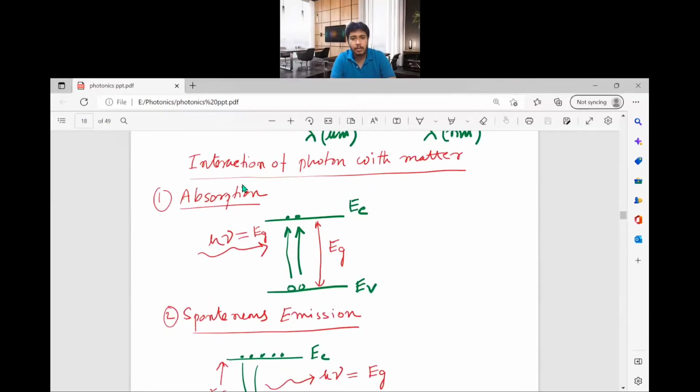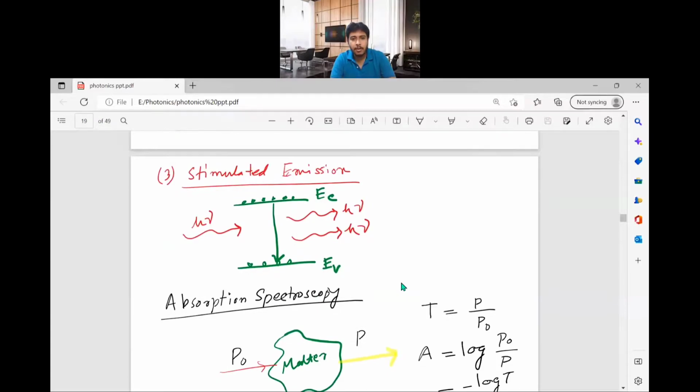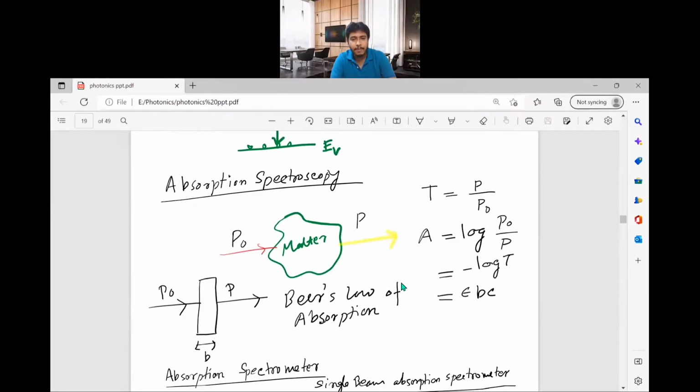We will discuss all these phenomena one by one when we discuss the devices and how they matter. So absorption, spontaneous emission, and stimulated emission: these three are the main part of quantum optics.